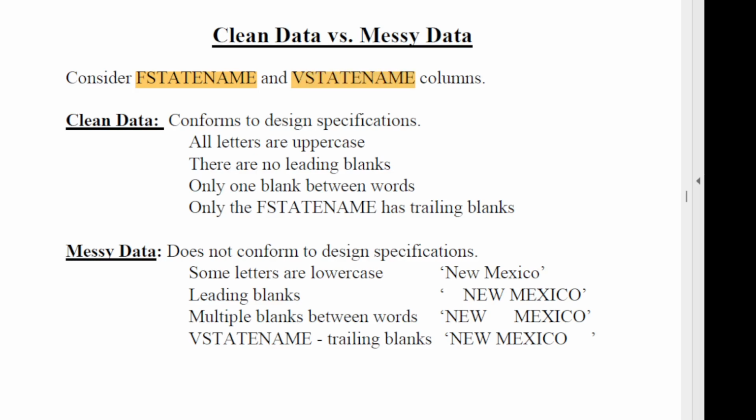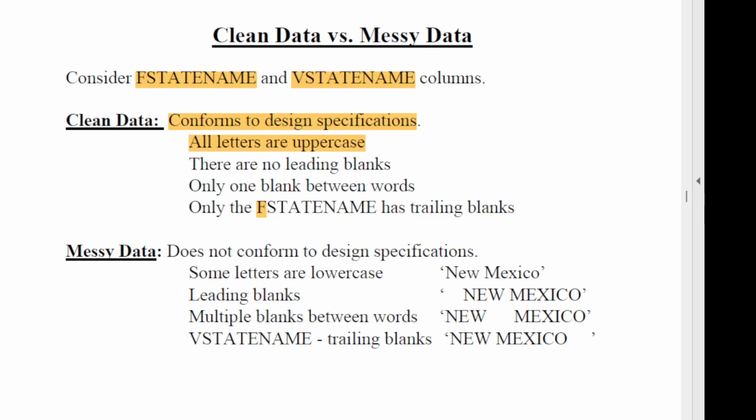What do we mean by clean data? To be precise, we say it conforms to design specifications, whatever they are. An example is all the letter values in the 2 character string columns are in uppercase. No leading blanks, only 1 blank between words, like Ramsey Canyon, and only the fixed length CHAR data type is allowed to have trailing blanks. It is usually the case that a VARCHAR field does not have any trailing blanks. But it can happen, we will address it.